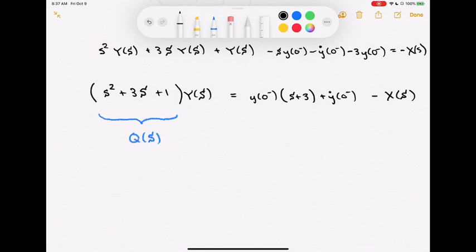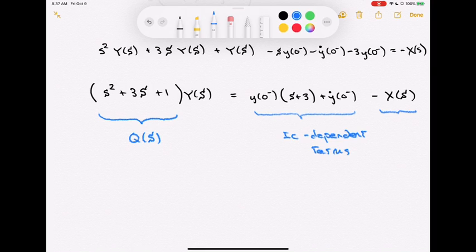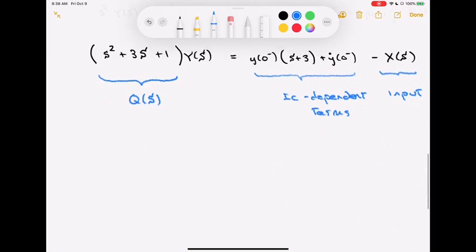Okay, so a little bit of noting here as well. If I take a look at all of this stuff here that has to do with y at 0 and y dot at 0, these are all initial condition dependent terms. These were all initial condition dependent terms, right? And then the last piece over here is all stuff about the input. So it's an input dependent term, right? So we have something about the output being equal to something that depends on the initial conditions and something that depends on the input. We're going to make more use of this in a moment.